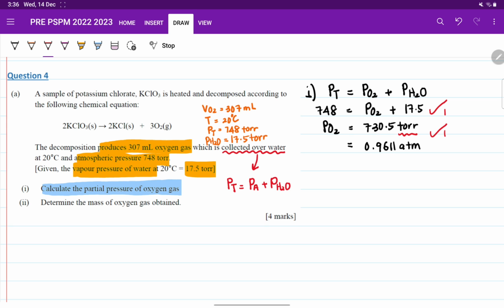Okay, so dekat sini, let's say your substitution is incorrect, awak salah masukkan nilai. So if you have this equation, you need to make sure that the equation is correct, baru awak akan dapat 1 markah untuk equation. Betul dekat sini maksudnya apa? Awak mesti tulis kat sini P total. Dekat sini you must specify the gas which is oxygen gas and then H2O dekat sini. So this will be for question number A1.